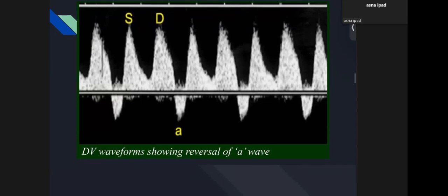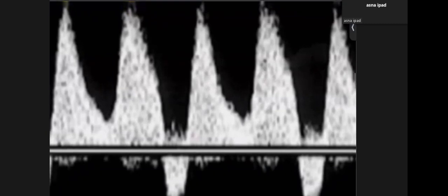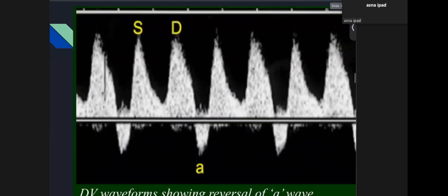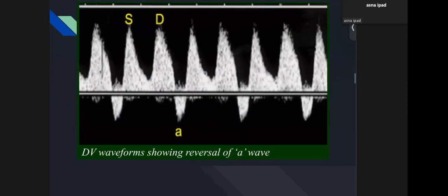This is how a reversal of the A wave looks like. This is your S wave, this is your D wave, and the A wave is below the baseline. The fetus cannot survive beyond 1 week after fetal acidosis sets in.